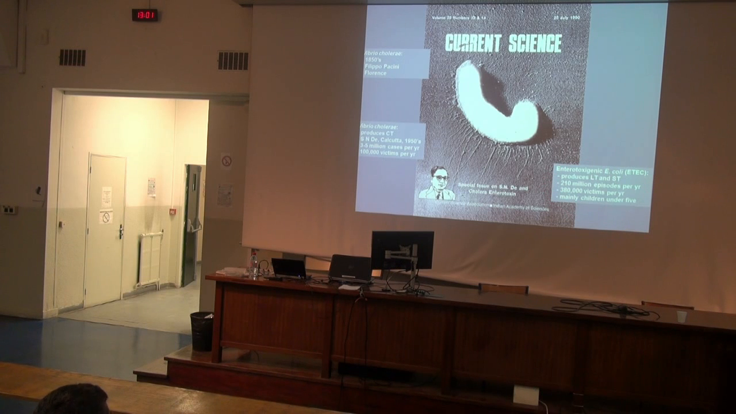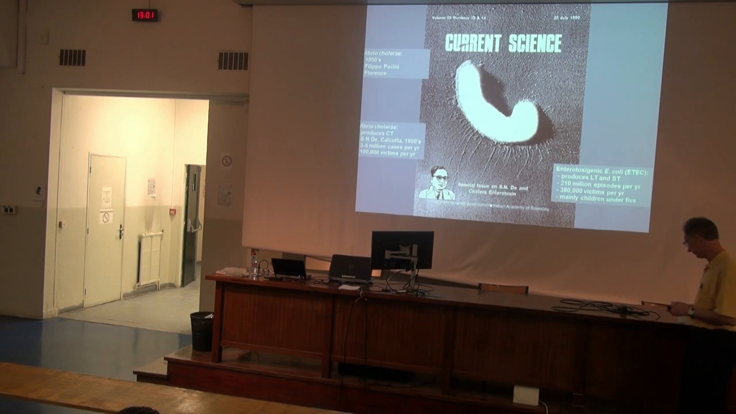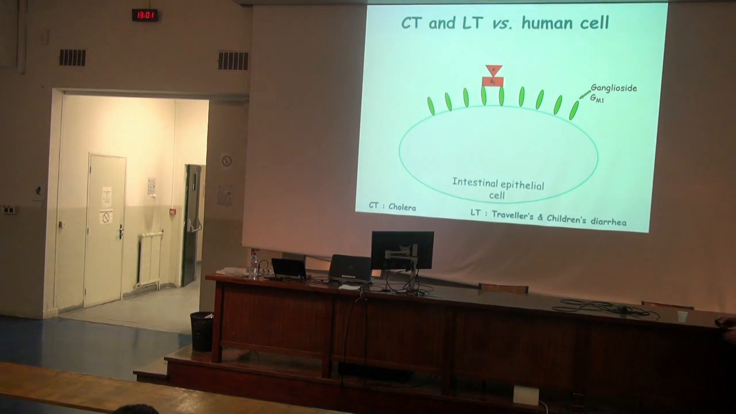And then here we have enterotoxigenic E. coli, which secretes two toxins, and one of them, LT, is very similar to CT. All right. So the working of cholera toxin is absolutely fascinating, and I show almost nothing about it.